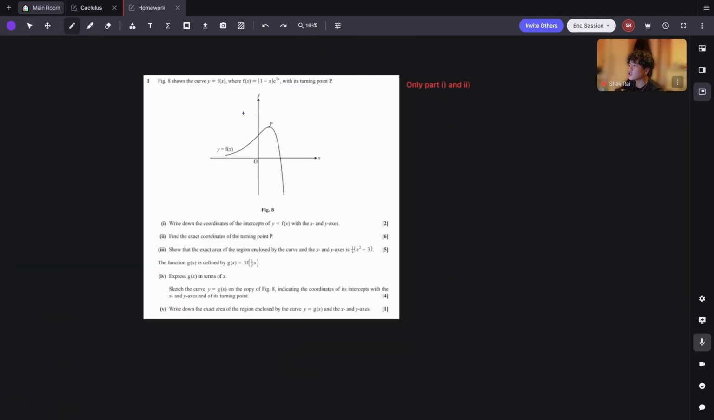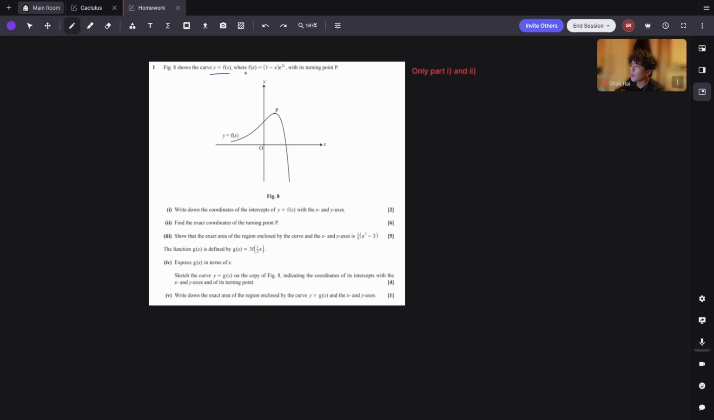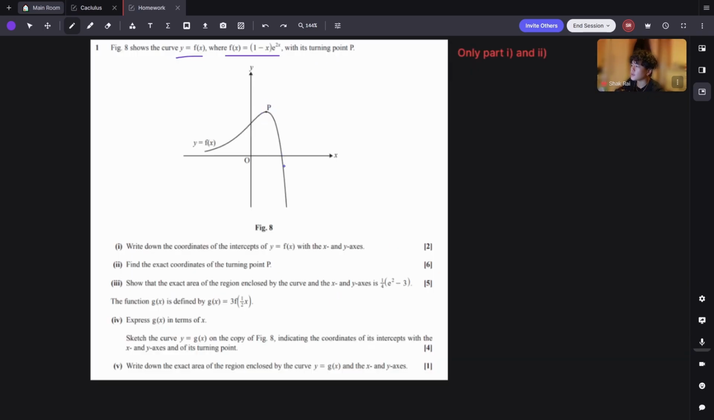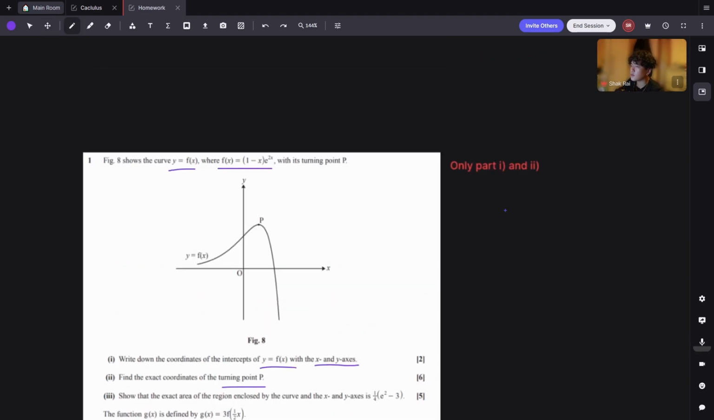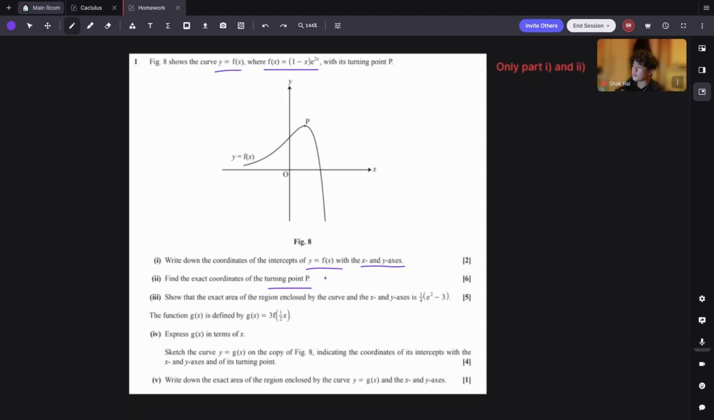So figure 8 shows the curve y equals f of x, where f of x equals (1 minus x) e to the power of 2x, with its turning point P. So the turning point is there. We need to write down the coordinates of the intercepts of y equals f of x with the x-axis and the y-axis. Then we need to find the exact coordinates of the turning point P. So that's the first thing we need to do. Obviously we're only doing part I and part II.